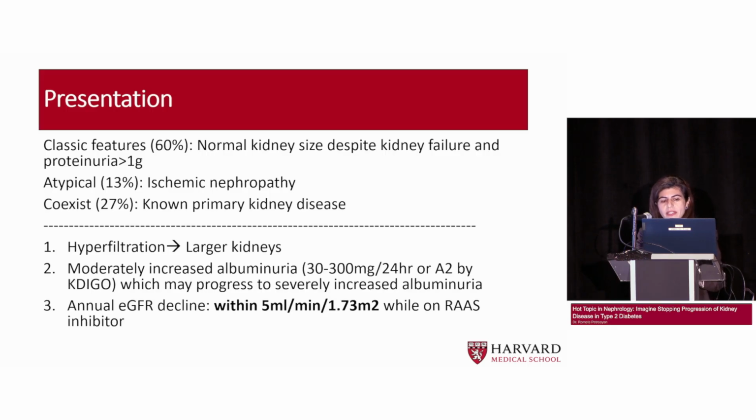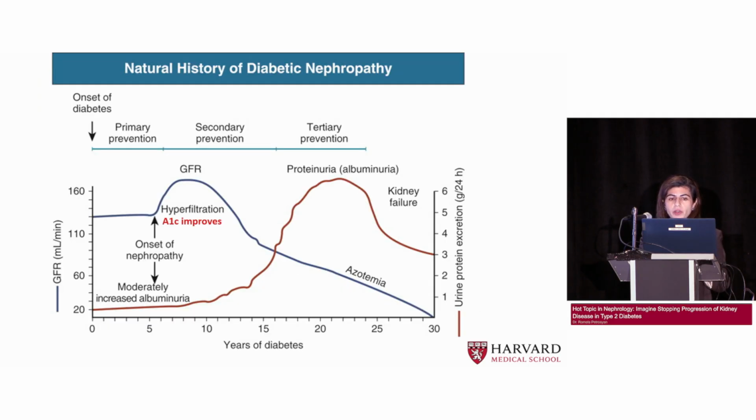And also, as I mentioned, the eGFR decline usually tends to be within those 5 milliliters per minute per 1.73 meters squared while the patient is on a RAS inhibitor. And if you see someone who is progressing faster than that, it's important to recognize that it may not be diabetes alone, or it may be a combination of diabetic kidney disease combined with something else. So in a pictorial presentation, this is what you tend to see in terms of the natural history and the pathophysiology of the nephropathy that we tend to see in patients with type 2 diabetes.